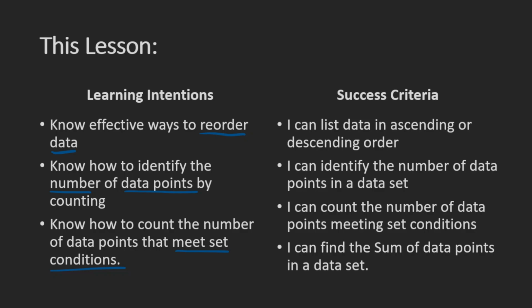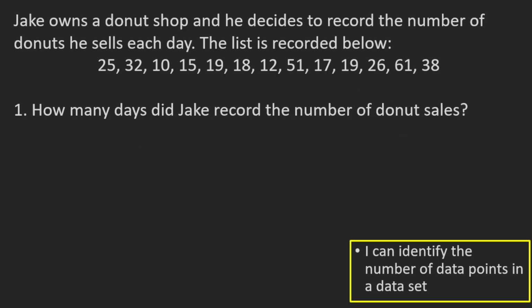Okay, so we've got 4 success criteria. These are the things you should be able to do by the end of this video. So firstly, I can list data in ascending and descending order. I can identify the number of data points in a data set. I can count the number of data points meeting set conditions. I can find the sum of data points in a data set. Now, sum just means adding together. We'll look at a couple of questions or one question for each of these success criteria. So let's go over to our question.